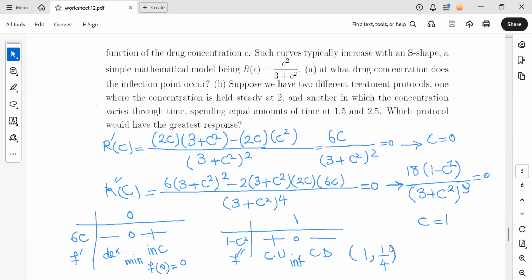For part B, comparing these two protocols, since the graph is concave down when C is more than 1, the average of R at 1.5 and R at 2.5 will be less than R at 2. You can find it just by plugging in the numbers. So the greater response is achieved with a constant treatment. So the answer for part B is the constant treatment.